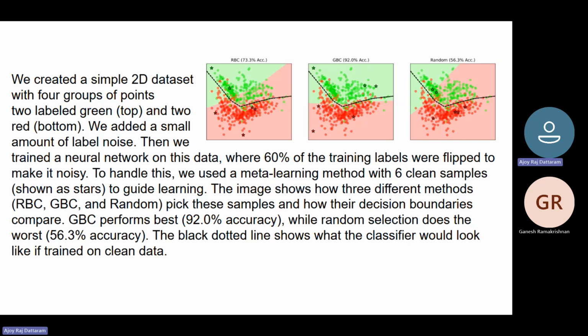Using the paper's method, RVC gets 73.3% accuracy and GVC gets 92% accuracy. The boundary fits much better.